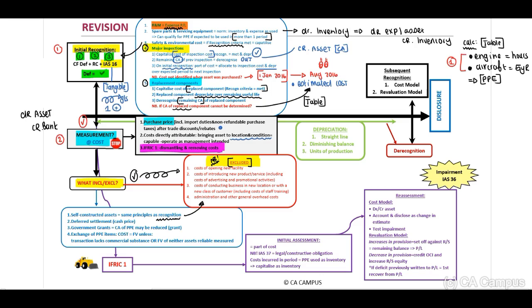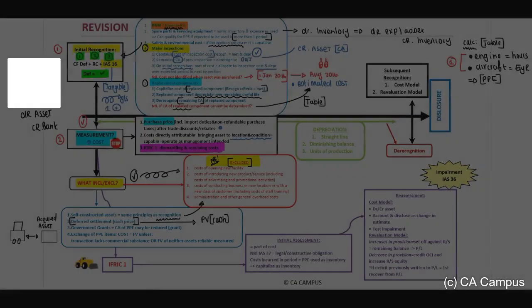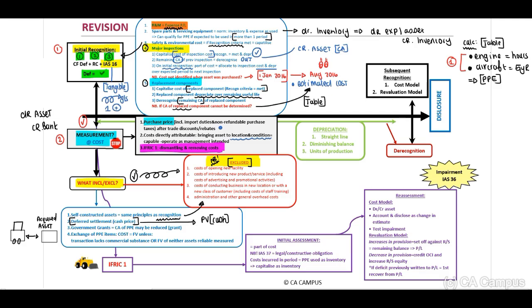Number 2, if there's any deferred settlement, guys, important, you need to identify that you need to calculate the present value, and we will recognize the cash price. 3, government grants. You may deduct this from the carrying amount of our PPE asset as per IAS 20. Number 4, exchange of PPE items.